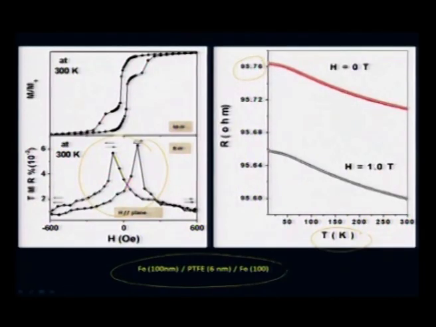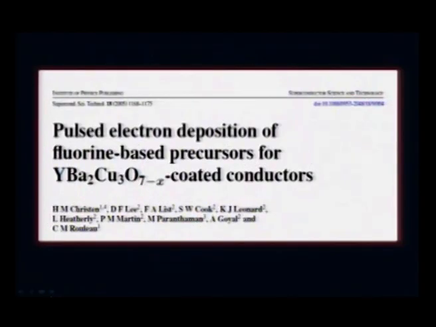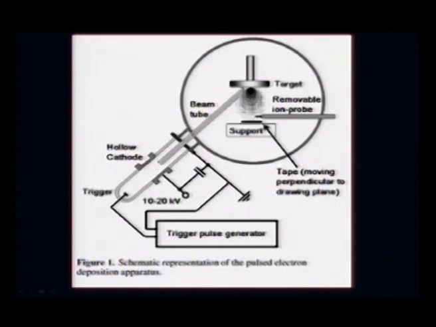So, PED can help us make films like this, and this is incidentally one of the good examples of a tunneling magnetoresistance curve. Lastly, I would like to show some example of yttrium barium copper oxide, which is a superconductor, and how this can be deposited. And Christian group have reported how this can be made not just as a film but as a tape, because for practical applications you need to use it as a tape, and this is the profile where they have used it.